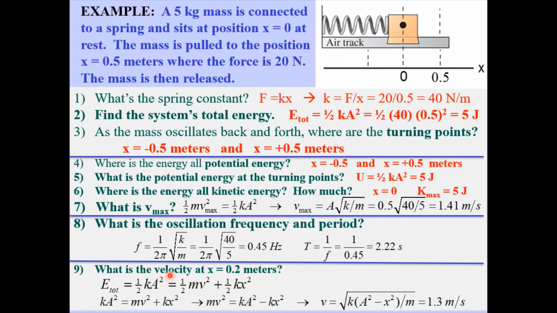Let's see, we're solving for velocity, v. So let's put this mv squared term by itself. So mv squared equals ka squared minus kx squared. And now we can divide by m to get rid of the m over here, and then we can take the square root of the whole thing. So we end up with this equation here: v is equal to the square root of k times quantity a squared minus x squared, all over m, and then remember that whole thing is square rooted. So after we plug in the values for k, a, and remember x is 0.2, mass is 5, we get 1.3 meters per second.